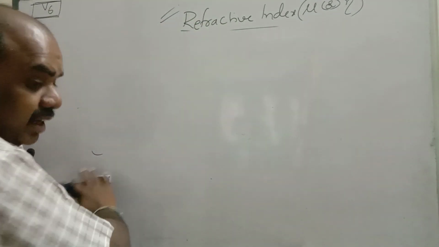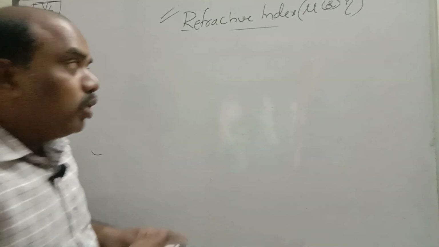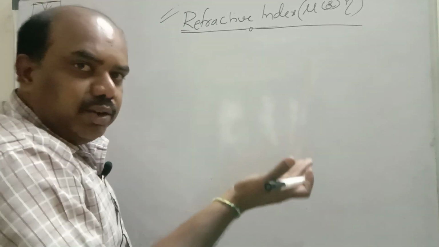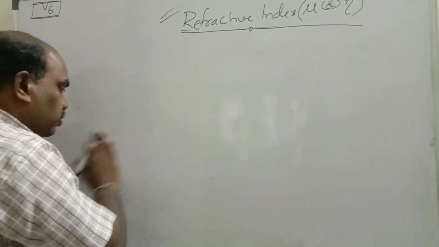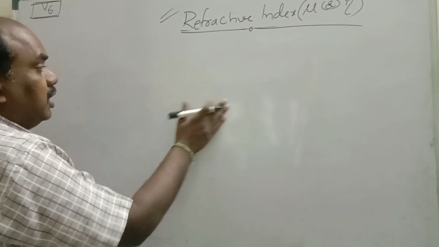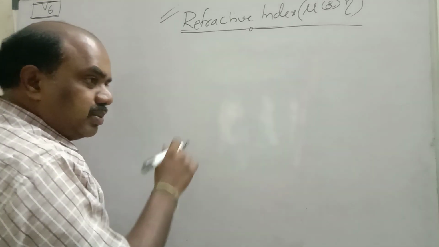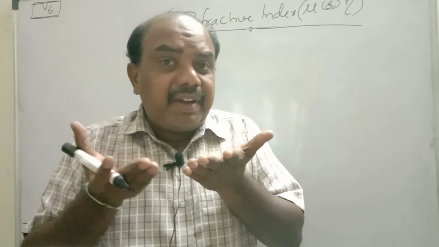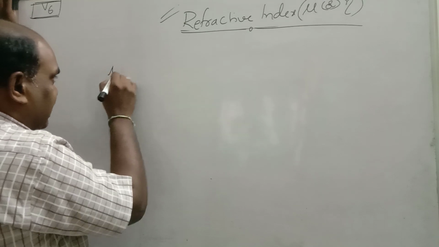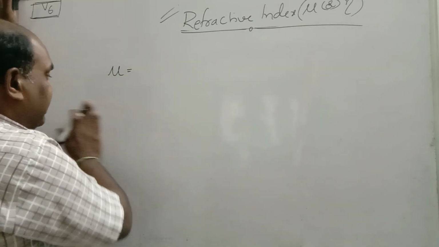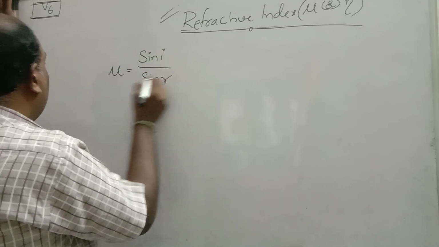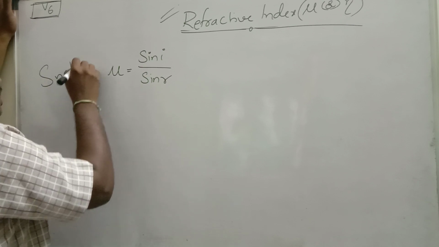Sir, if you know the velocities in both the mediums, then okay. The velocity in vacuum is 3 into 10 power 8, that is well defined, so we know it very well. Suppose you don't know the speed of light in the medium, then what should we do? If you don't know the denominator value, speed of light in vacuum by speed of light in medium, how do we find the refractive index? To find the refractive index, there is another formula, that is sin i by sin r. This is also called Snell's law.